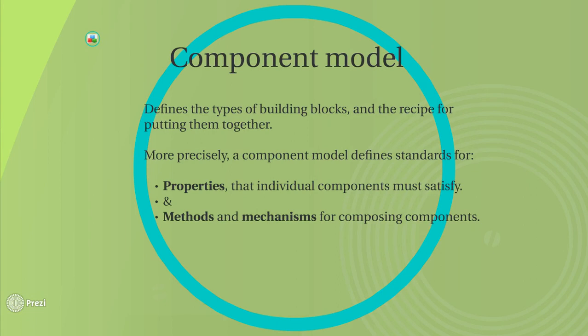Okay, now the component model. It defines the types of building blocks and the recipe for putting them together. More precisely, a component model defines standards for properties, the properties that all the individual components must satisfy, and the methods and mechanisms. More briefly, you can say that these are the what and how of the components.